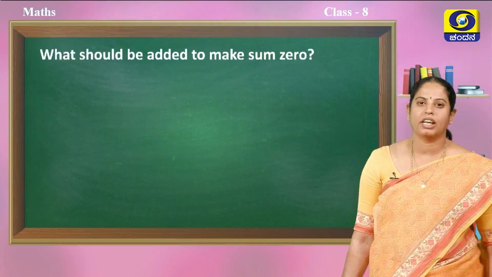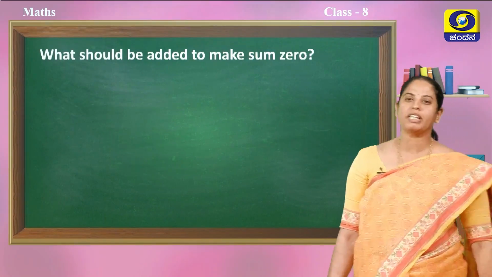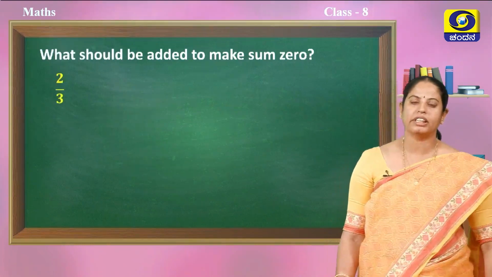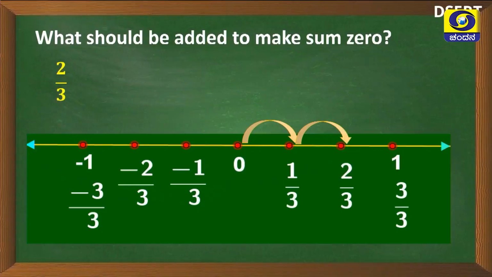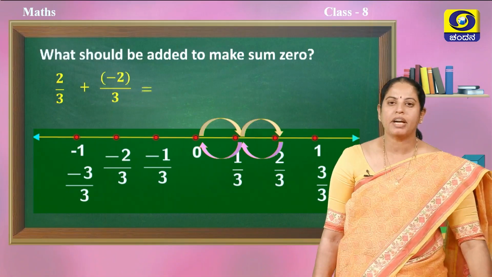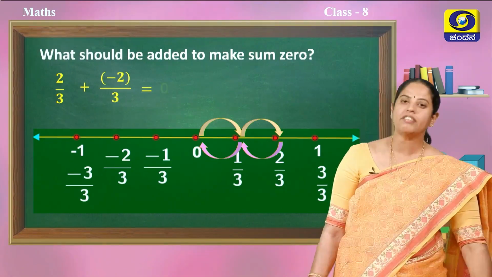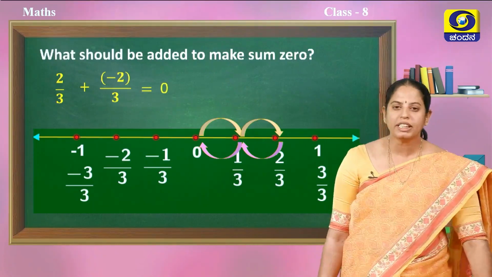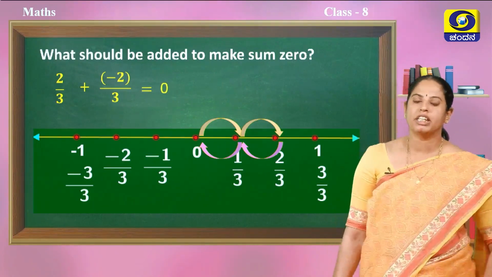Okay. Observe here. What should be added to make the sum 0? Here 2 by 3 is there. Yes. What should be added to 2 by 3? Now I am taking a rational number example. To make it 0, I have to go back 2 by 3, 2 parts of 3, to make it 0. Hence, minus 2 by 3 is the additive inverse of 2 by 3, and 2 by 3 is the additive inverse of minus 2 by 3.